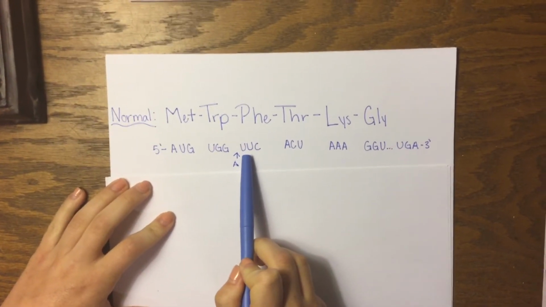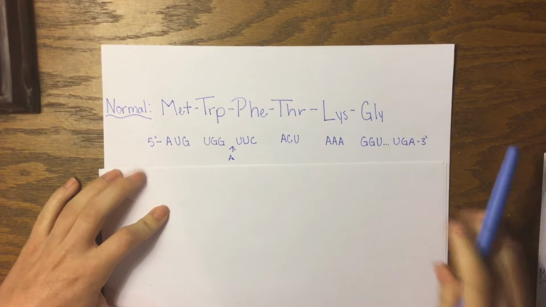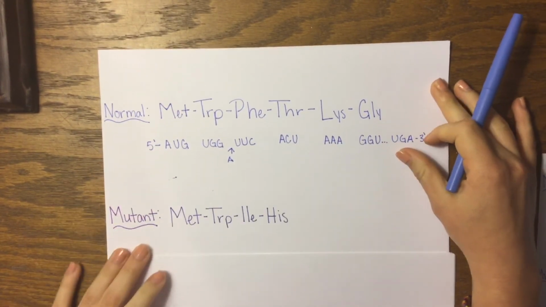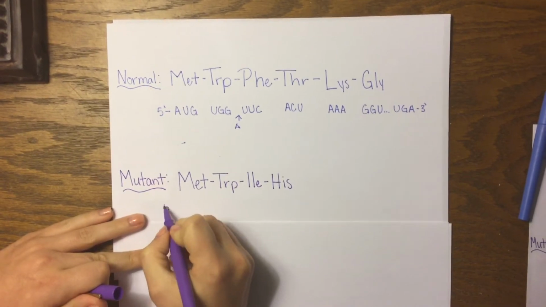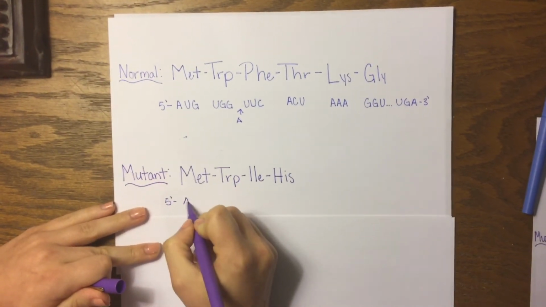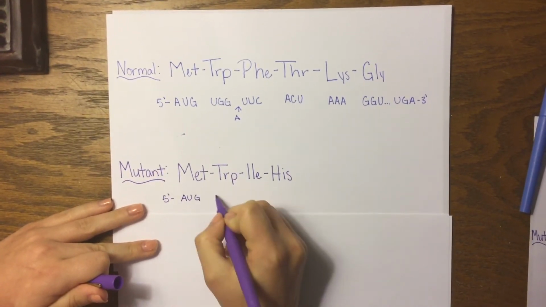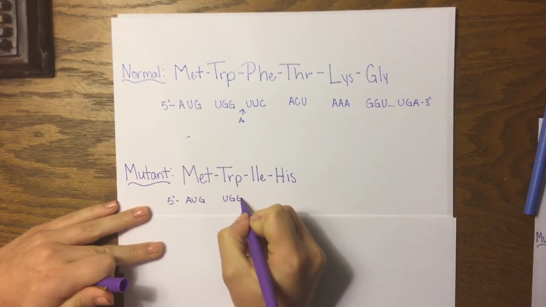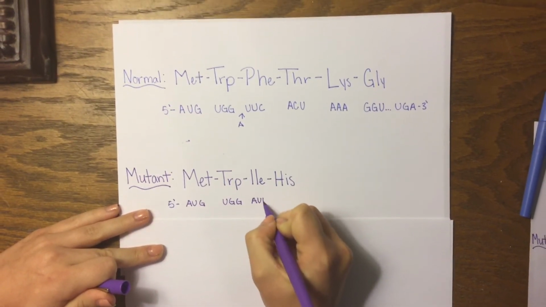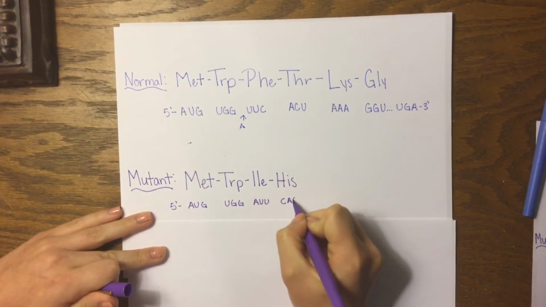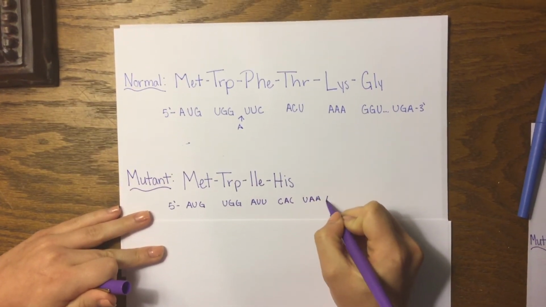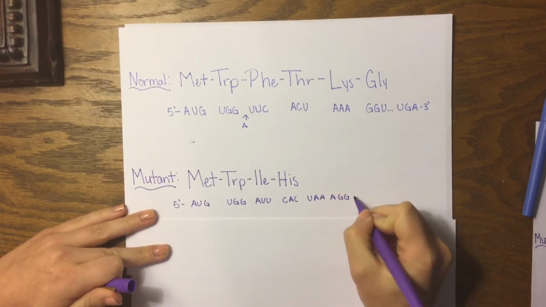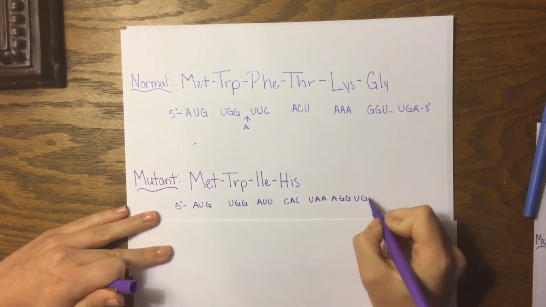So instead of this original sequence, I'm going to write our new sequence down here at the bottom. So we'd have 5' AUG, UGG, AUU, CAC, UAA, AGG, UUG, and then A at the end.